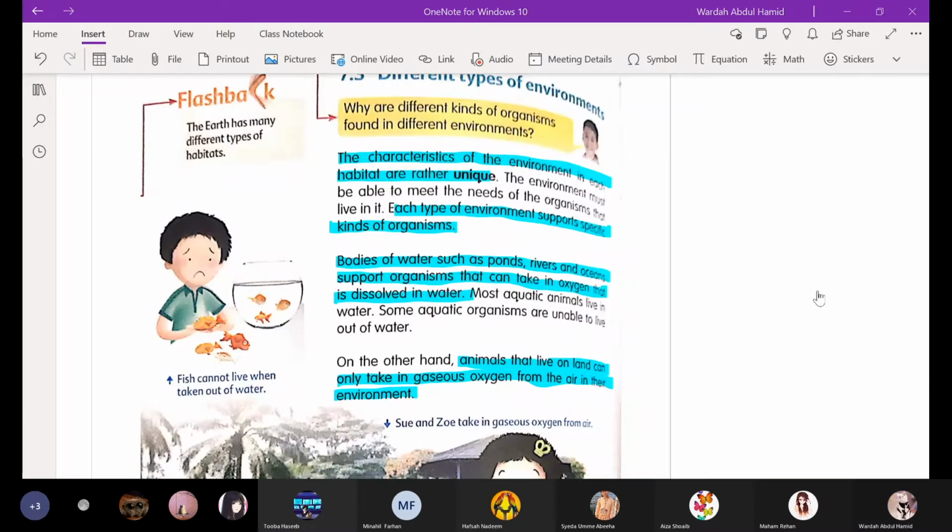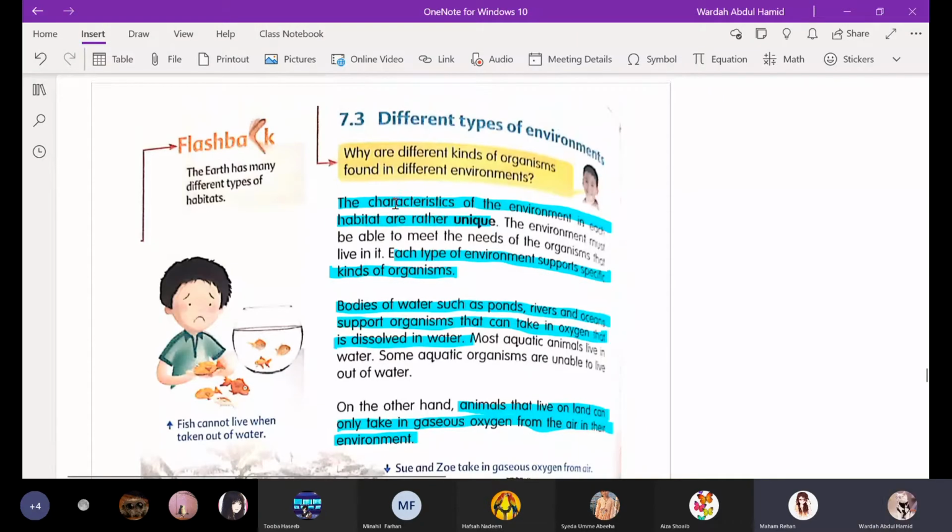Different types of environment. Why are different kinds of organisms found in different environments? The characteristics of the environment in each habitat are rather unique. The environment must be able to meet the needs of the organisms that live in it.